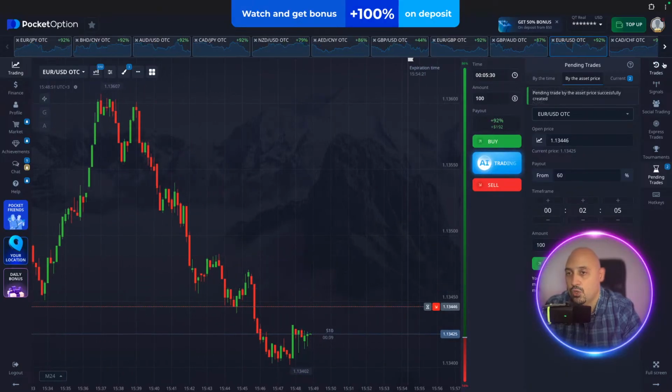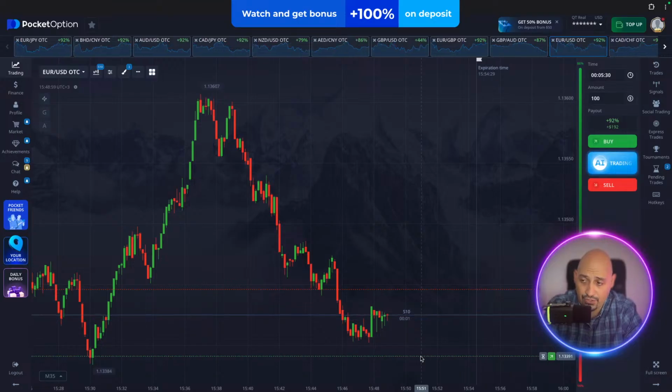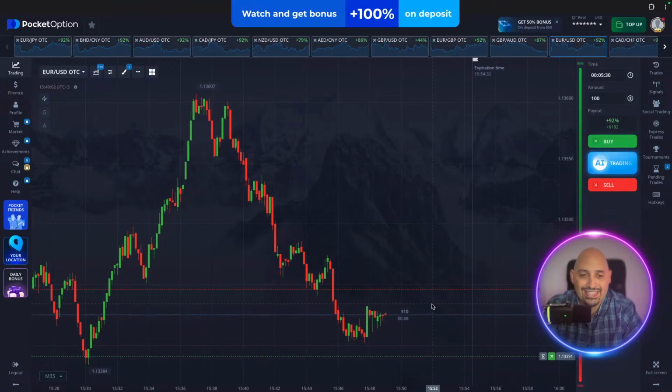Okay. So what do you see here, guys? If the price now reaches this part, I open a sell trade automatically. If the price reaches this part, I'm going to open a buy trade automatically. That's technically it. Can be very useful depending on the strategy that you guys are using.